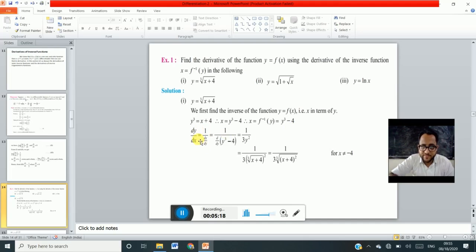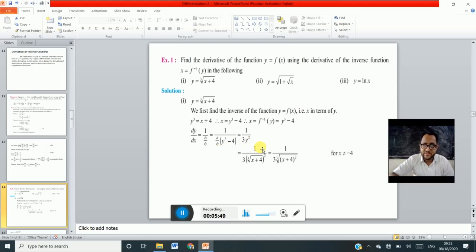So this is the value of x equals y cube minus 4, and we know that the theorem is dy by dx equals 1 upon dx by dy. So what is dx by dy? Dx by dy means derivative of x with respect to y. So that means d/dy of y cube minus 4, because x is y cube minus 4, so 1 upon d/dy of y cube minus 4. What is the derivative of y cube minus 4? By using the x to the power n formula, because it is with respect to y, it is 3y square, and the derivative of 4 is 0.